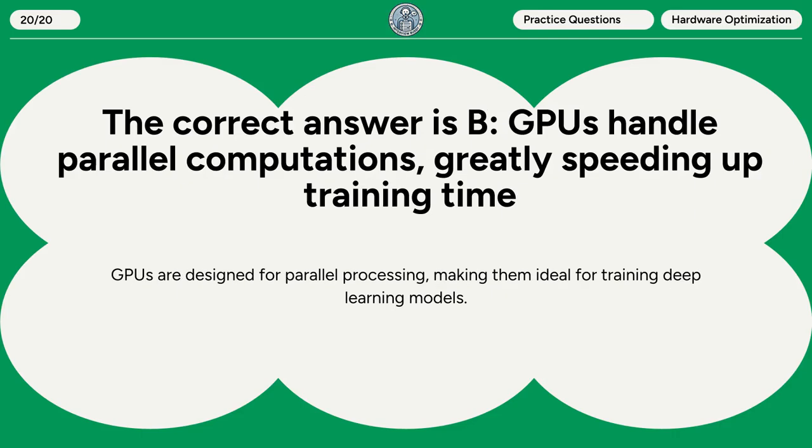The correct answer is B. GPUs handle parallel computations, greatly speeding up training time. GPUs are designed for parallel processing, making them ideal for training deep learning models.